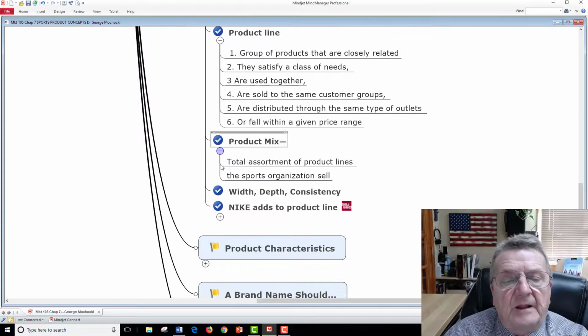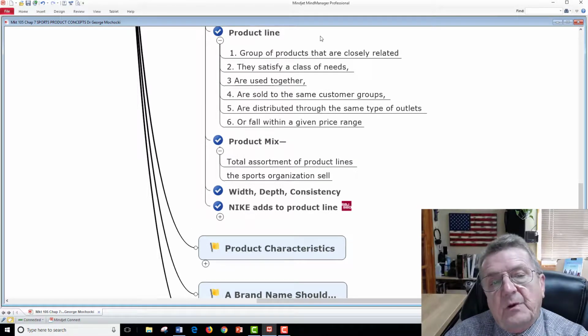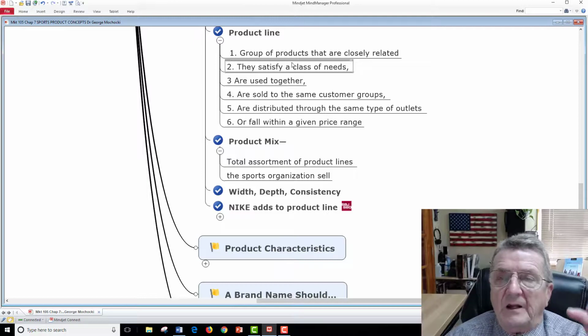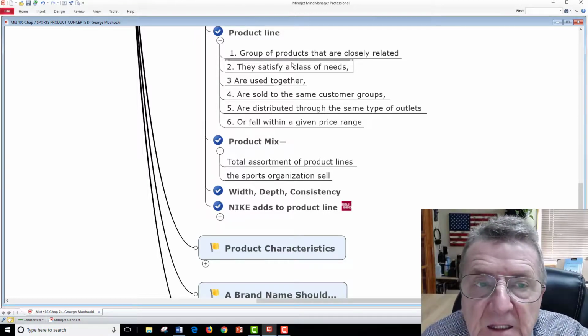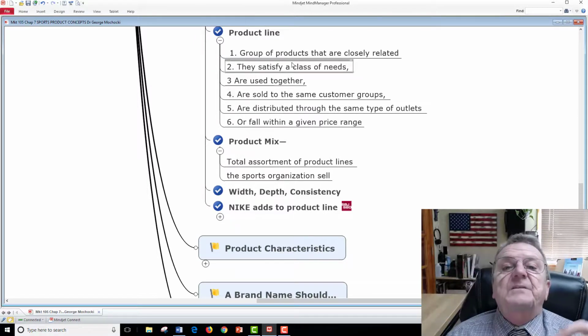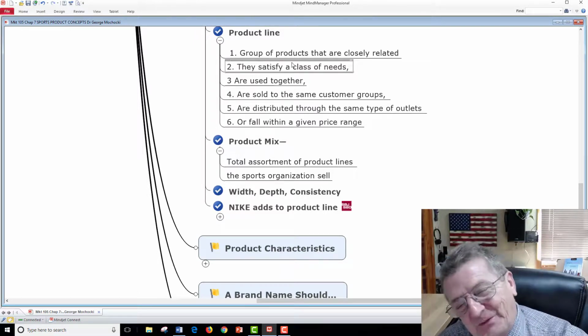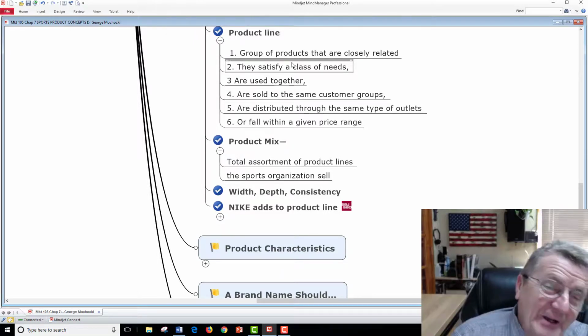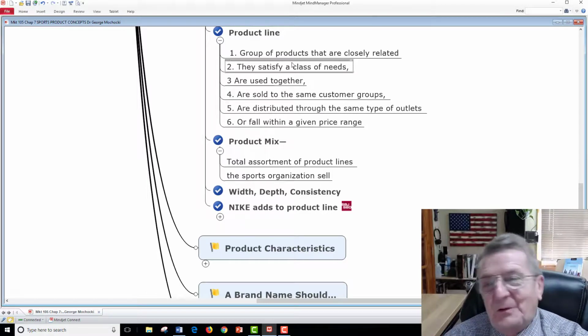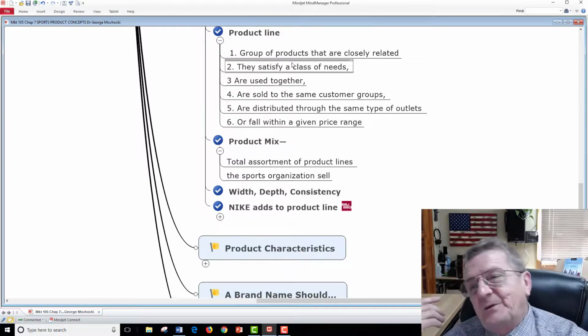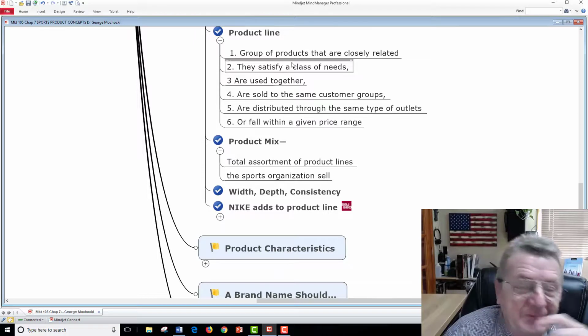Okay, now the product mix is basically a bunch of product lines. So I have a football product line, I have a baseball product line, I got a hockey product line, I got a golf product line, I got a yoga product line. Those are all product lines that I would expect to find in a sports store. I would not expect to find a refrigerator there. I may find ice coolers, or maybe barbecue, because I'm trying to sell to people who can't afford to go into the game and they're out in the parking lots having a good time, tailgating.